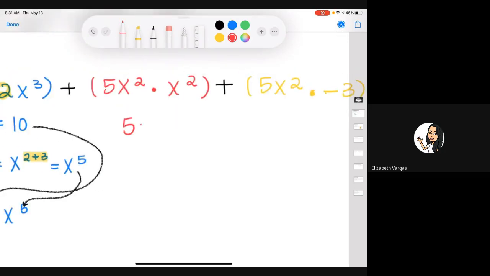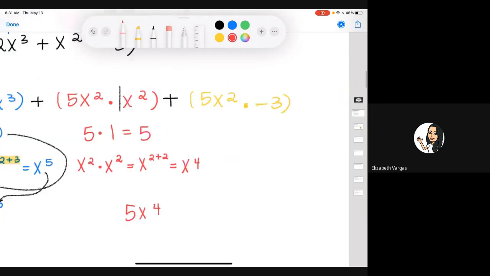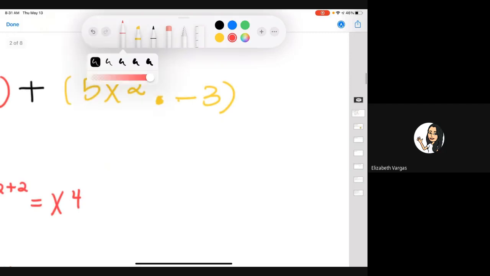So here we have 5. Here we would have kind of an imaginary 1. So 5 times 1, that's 5. X squared times x squared. Again, if you're multiplying exponents, you're really just adding them. So x to the 4, and then drop it down. So 5x to the 4.